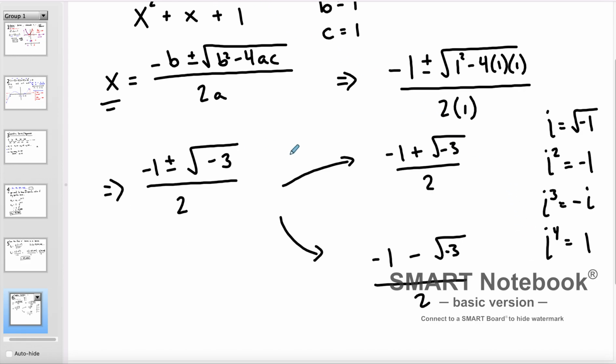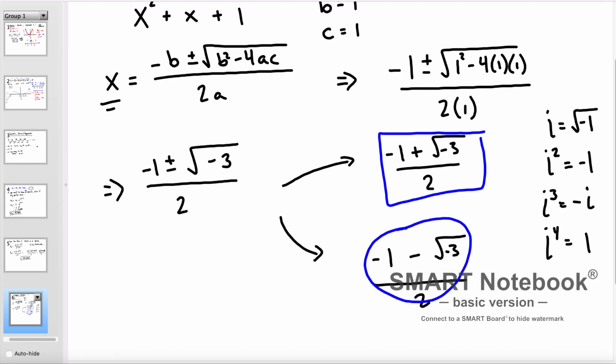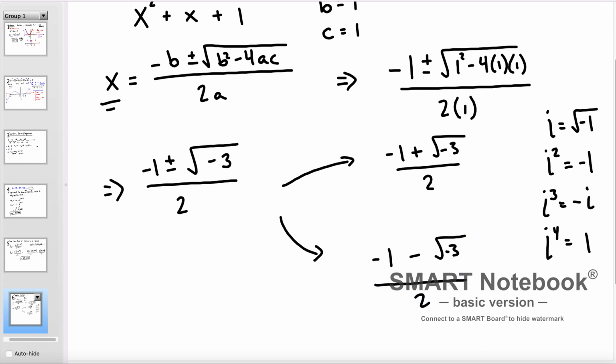Now, we're able to actually analyze these two scenarios, scenario 1 and scenario 2, because now we know how to take the square root of a negative number. So scenario 1, we have negative 1 plus the square root of negative 3 divided by 2. Okay.